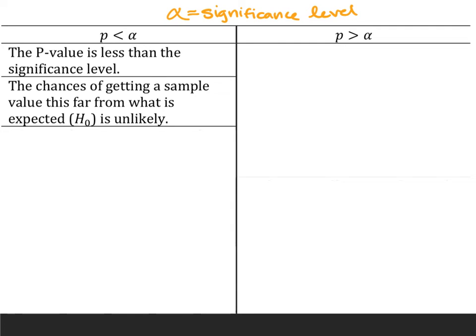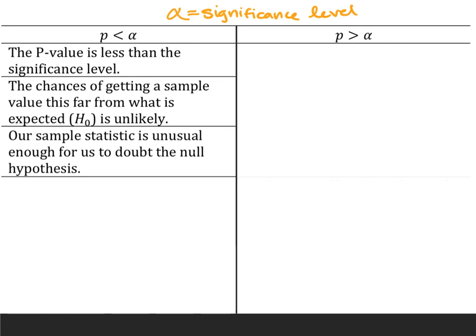Now, does that mean that we know samples vary? Does that mean we just happened to get a sample that was really far away from what we expected it to be? Or do we believe that the null hypothesis is wrong? That's why we want to set our significance level appropriately. All right, so once we've determined that, this is a very small chance of getting this sample if the null hypothesis is true. That means our sample statistic is unusual enough for us to start doubting the null hypothesis. So we now have the evidence that we're looking for.